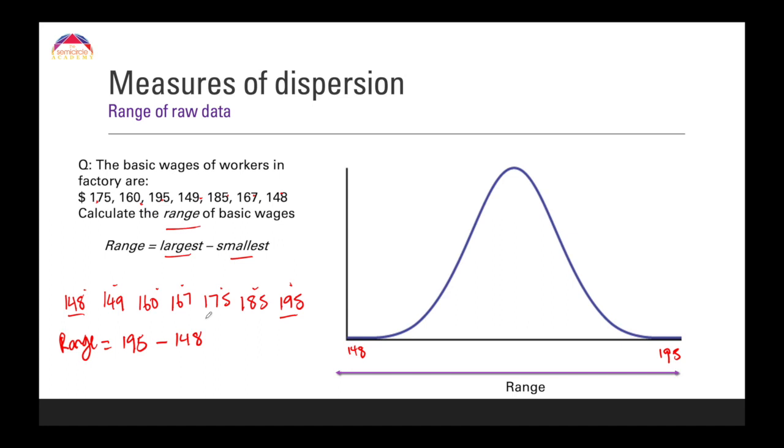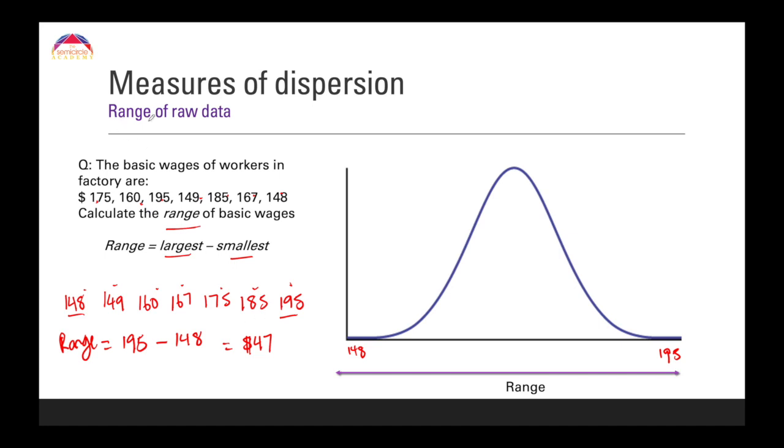Let me just grab my calculator, unless somebody could do it quicker. 195 minus 148 is 47. So the range here is $47. So the range of wage differences that you are paying your workers is around $47, you know? So yeah, does everybody understand?